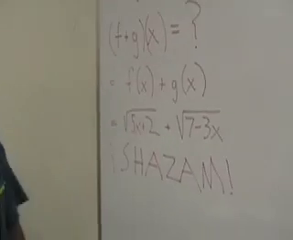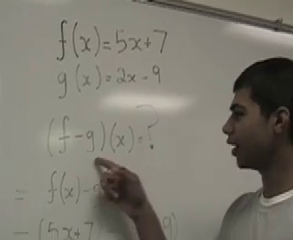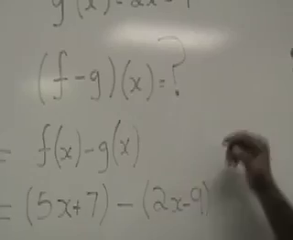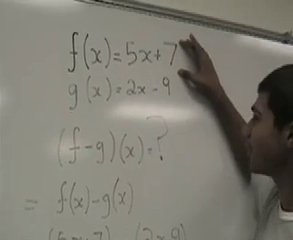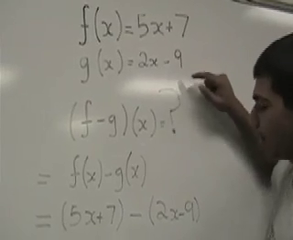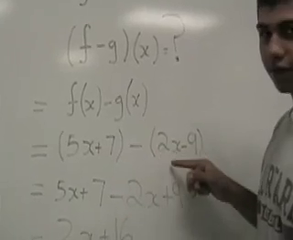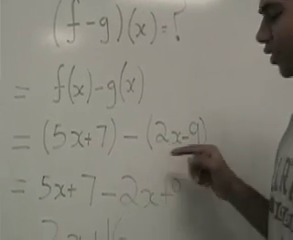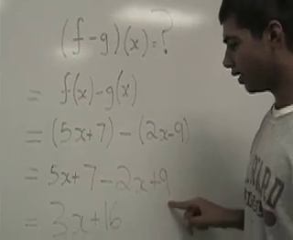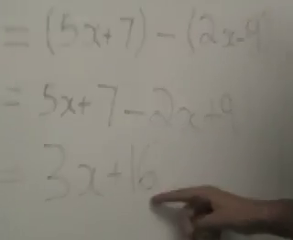That is our answer. The difference f minus g is defined by f minus g of x is equal to f of x minus g of x. When f of x equals 5x plus 7 and g of x equals 2x minus 9, we simply substitute the values in. 5x plus 7 minus 2x minus 9. Upon distributing the negative, we get 5x plus 7 minus 2x plus 9. After some simple addition and subtraction, you get 3x plus 16.